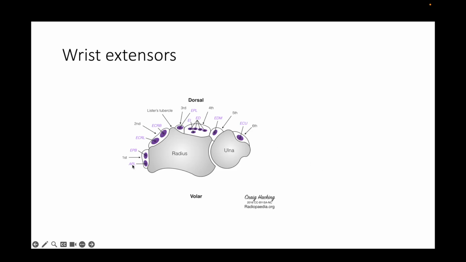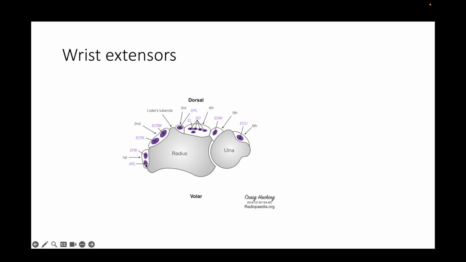You then have the wrist extensors, and they can ask you this, and I think as an SC1 it can be quite difficult, but we can go through them. There are 6 extensor compartments in the wrist.